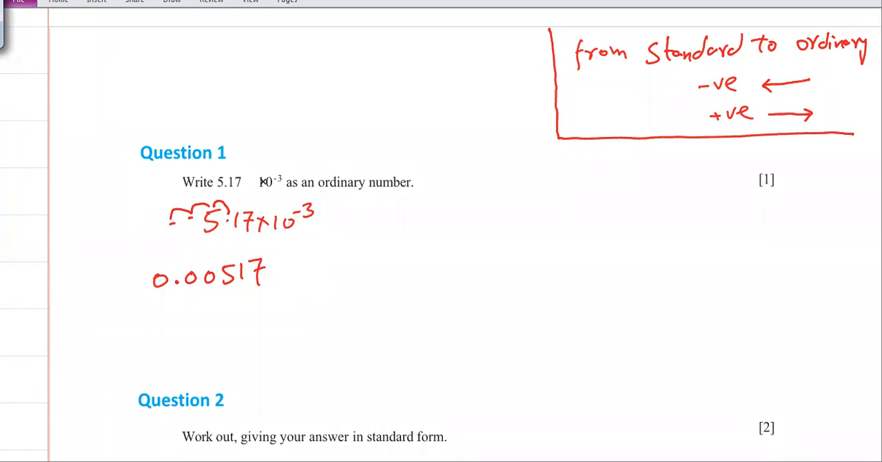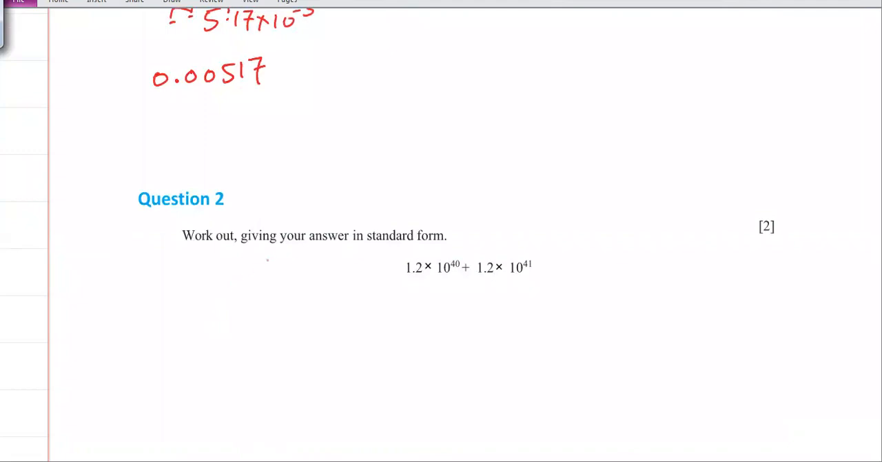Okay, so now the next one is question number 2. Work out, giving your answer in the standard form. Now you have to write in the standard form. It's a 2 marks question. You can, by the way, use your calculator also, but what is the best way? The best way for such a question, especially when the positive sign is involved and it's a huge power, actually power 40, and you have to write it in the standard form. It should be in the 10 power form.